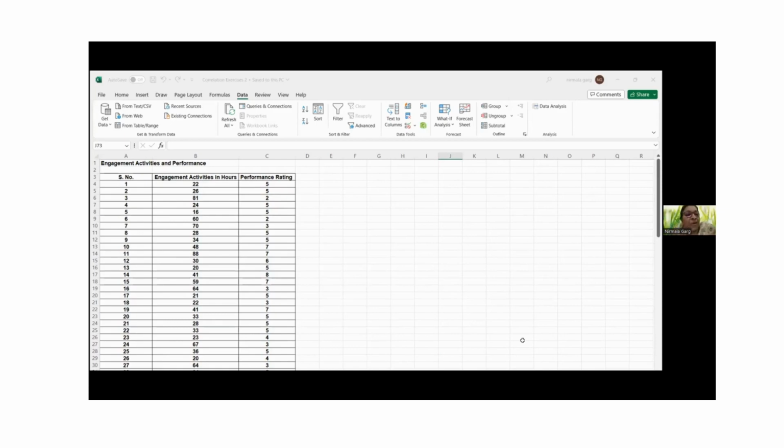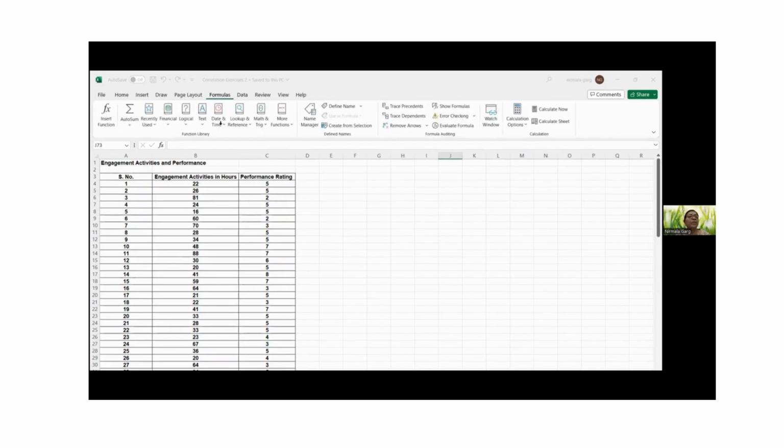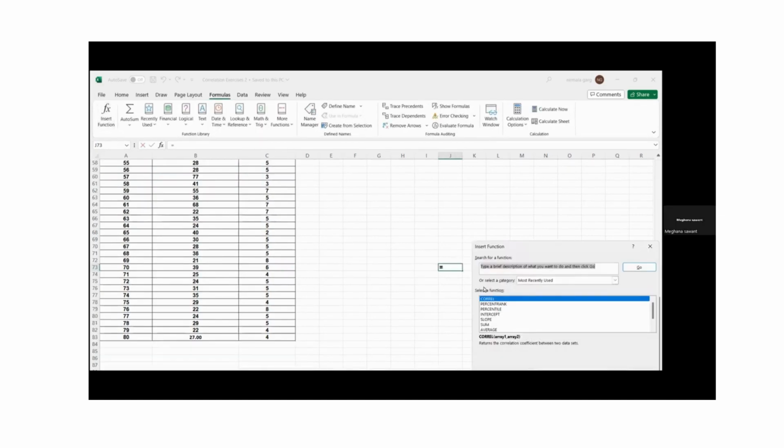Okay, guys. We will do both correlation and also regression. Can all of you see this Excel sheet of mine? Yes, ma'am. So when we are doing correlation, you know how to do correlation. I want to see if there is a correlation between engagement activities in hours and performance rating. So what will I do? Quickly, I'll go to Formulas, Insert Function, then CORREL. Okay.